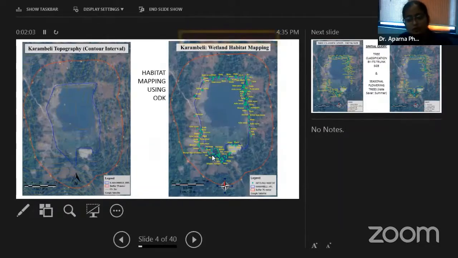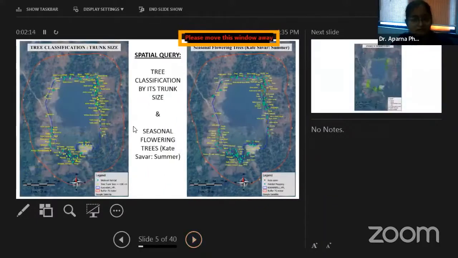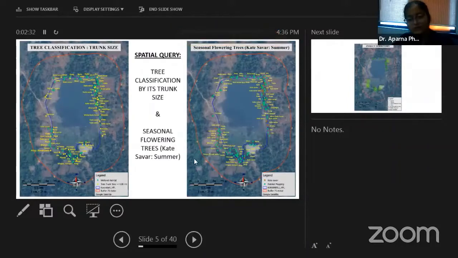Additionally, we went on collecting the point locations, and these point locations were of the trees. When we collected the point locations, it was possible for us to run the spatial query. And here you will find that the trunk size and other things, we could run the query on that, and we could emerge with a spatial distribution of various trees having, say, trunk size more than 100 centimeters. Here we could also locate a specific variety of flora, and that is Cates sour. This is the local name of the tree, and we could locate this.